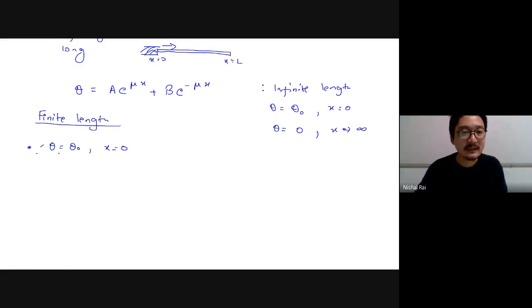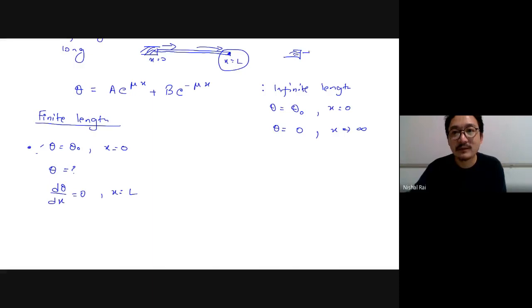Now at x equal to L, our boundary condition is what? Theta should be, we don't know actually. Because it's of a finite length, we cannot take the temperature to be 0 over here because the heat can't reach over here. So what we can do is d theta by dx equal to 0 at x equal to L. Because as soon as it reaches the end of the bar, it doesn't have any more reason to transfer this heat. So that's why we can take this limit. Is this point clear?